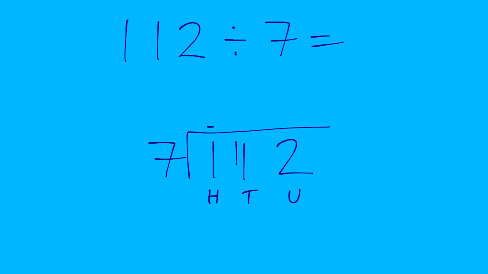I know that 7 goes into 11 once, I'm going to write that above. Are there any left over? Well, 7 times 1 is 7, so yes, there's 4 left over, so I'm going to carry that 4 to the next column. And then I'm going to see, I've got my 7, how many times does that go into 42? Well, 7 goes into 42 6 times, so let's write that there. Any more to do? No, no more digits for me to work with, so I know that 112 divided by 7 is 16.